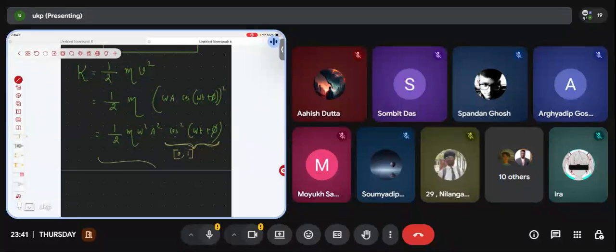So tell me, this whole expression is varying in which range? Simple sir, minimum 0 होगा और maximum sir maximum तब होगा ना when this quantity will be 1. Yes, उसका मतलब what will be the maximum value? Sir, maximum value is half m omega square a square. Very good. We will remember the result that kinetic energy varies in the range from 0 to half m omega square a square.